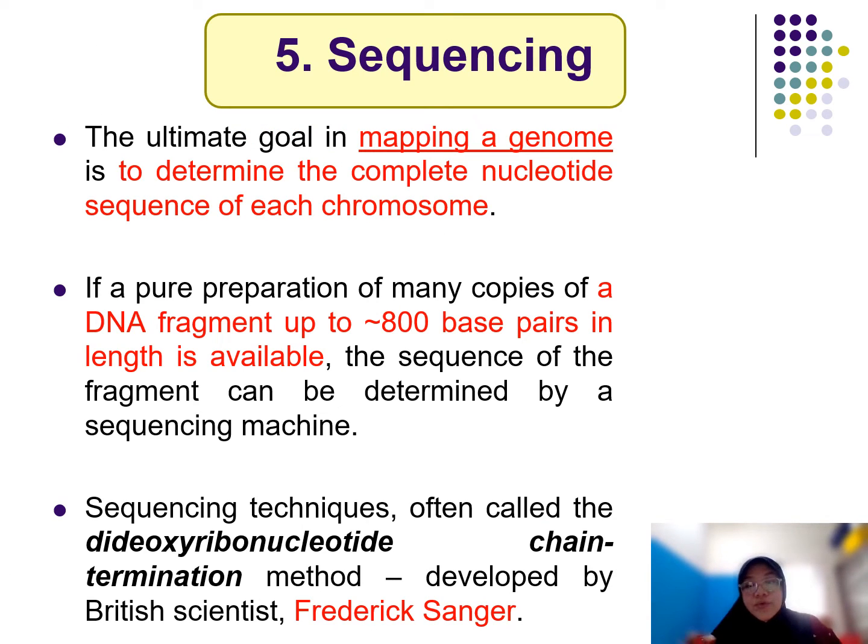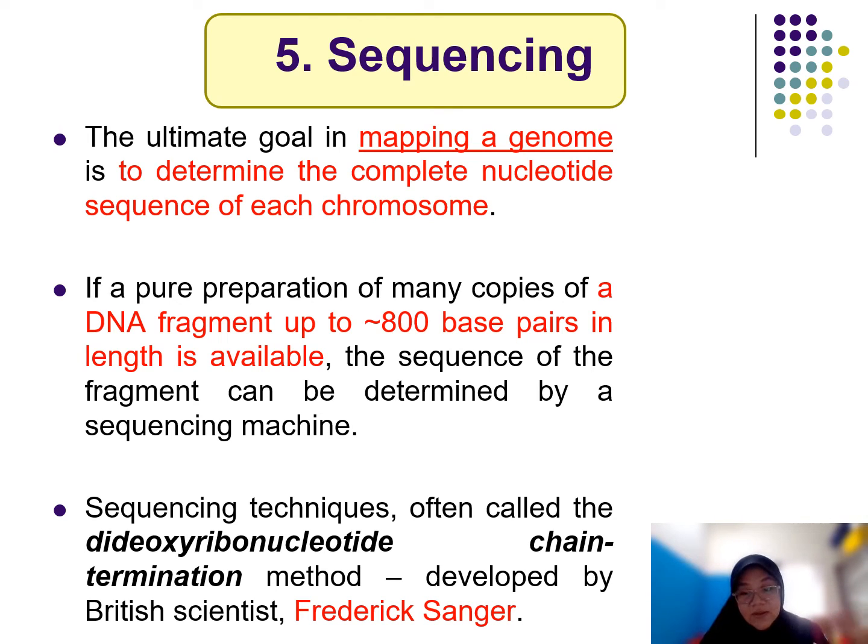Next, after producing the recombinant DNA, this is then followed with sequencing. The ultimate goal of sequencing is to determine the complete nucleotide sequence of each chromosome. Sequencing is also known as mapping a genome.